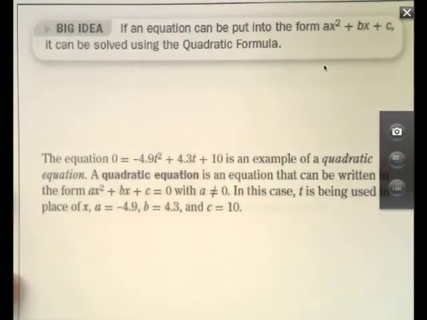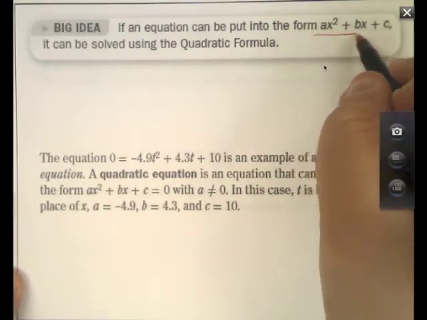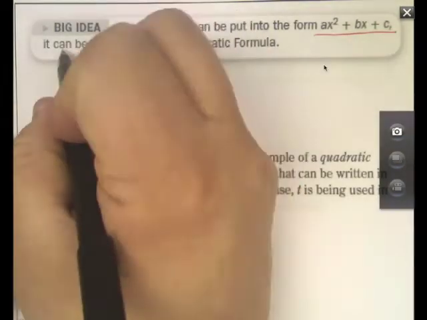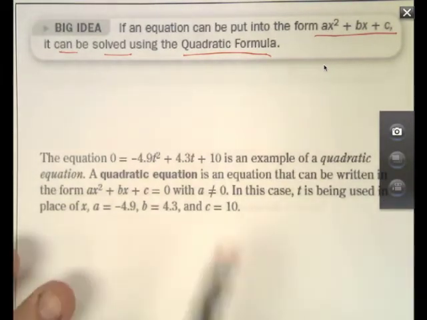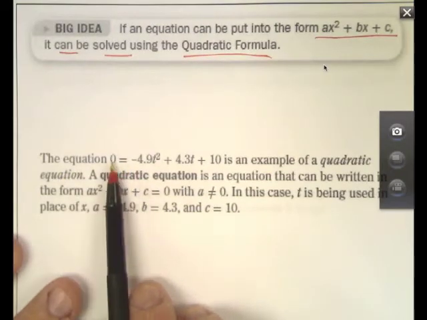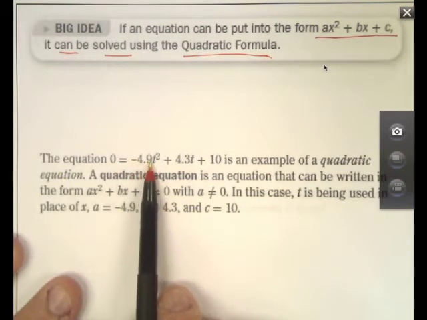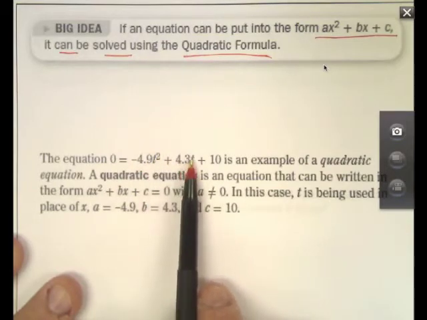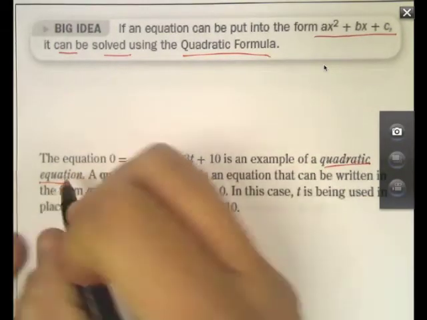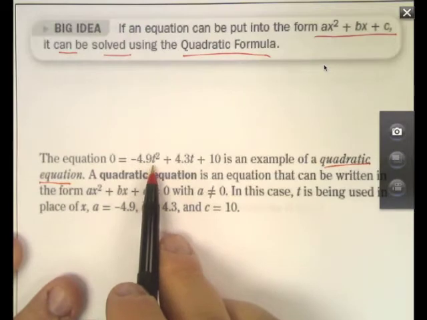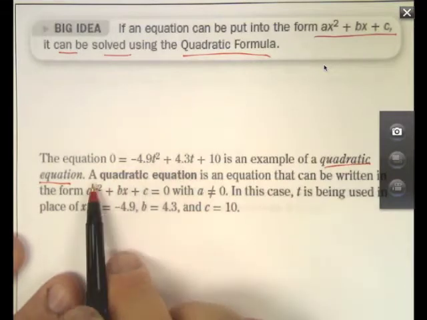So moving along, the big idea. If an equation can be put into this form, ax squared plus bx plus c, it can be solved using your quadratic formula. Down below, the equation 0 equals, notice 0 equals, negative 4.9t squared plus 4.3t plus 10 is an example of a quadratic equation. Okay? Notice instead of x's they use t's. Kind of looks like a problem that we looked at yesterday, correct?